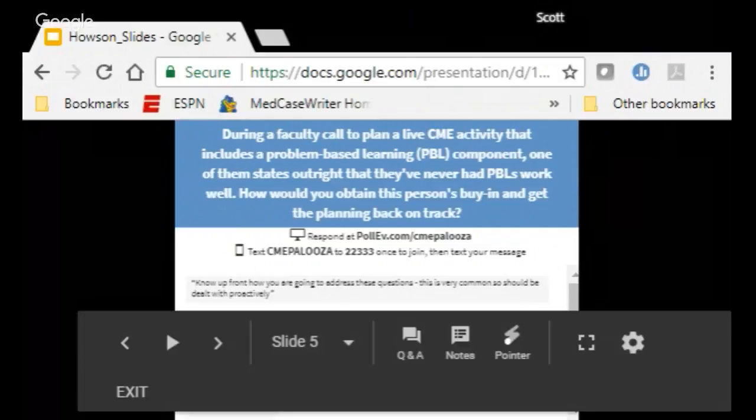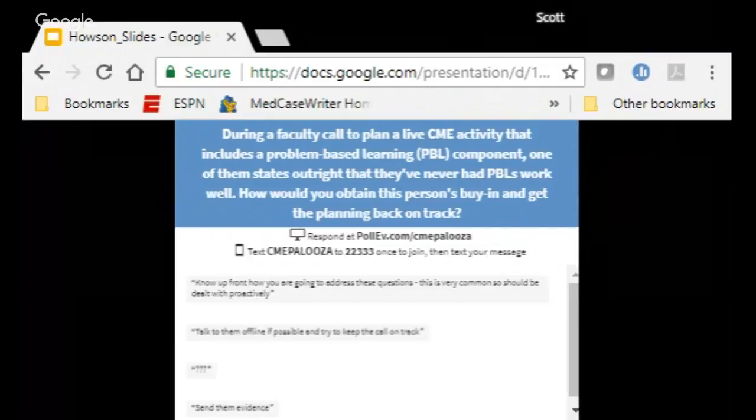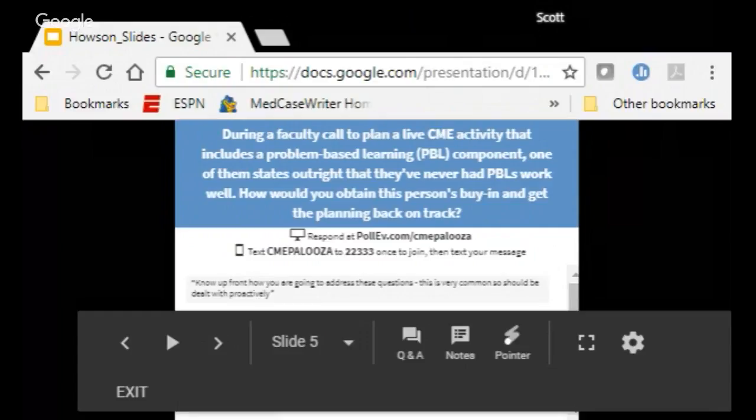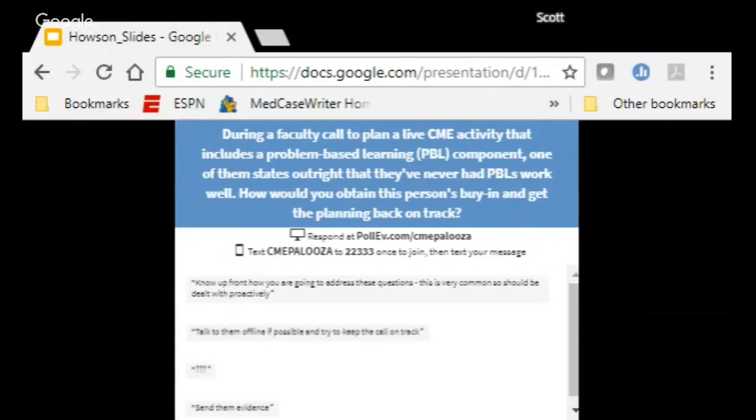I don't know how well you guys can read these, so I can read them out to you. "Know up front how you were going to address these questions. This is very common, so it should be dealt with proactively." "Talk to them." I presume that means the problem faculty offline, and try to keep the call on track.